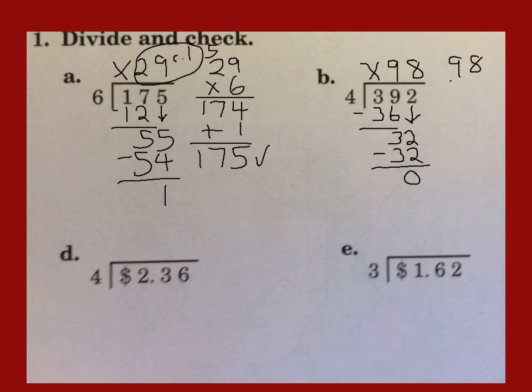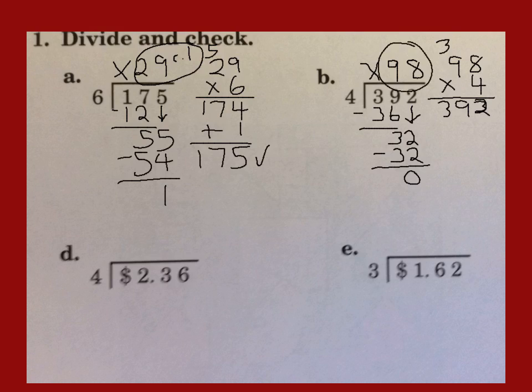98 times 4. 4 times 8 is 32. 4 times 9 is 36. Plus 3 more would be 39. Now, it looks like I messed up. Oh, 4 times 8, I said was 32, and I put a 3 there, so this should be a 2. And it does check. Notice, though, when something's wrong like that, you got to see what you did wrong and figure out the problem. I was just testing you guys. So our answer is 98.